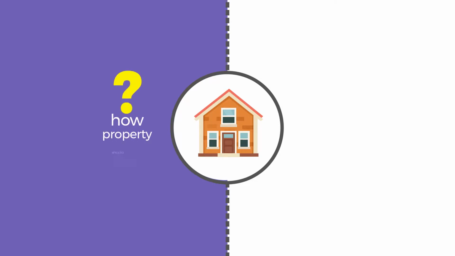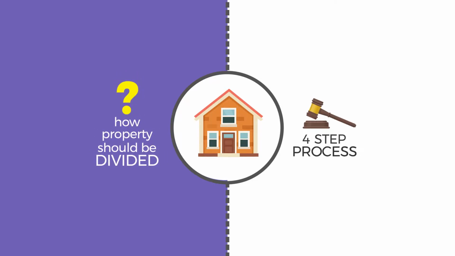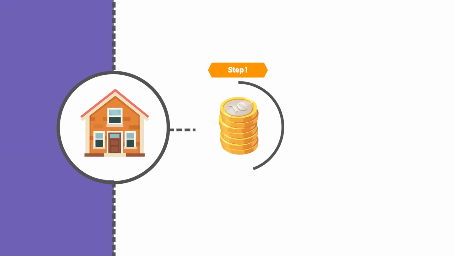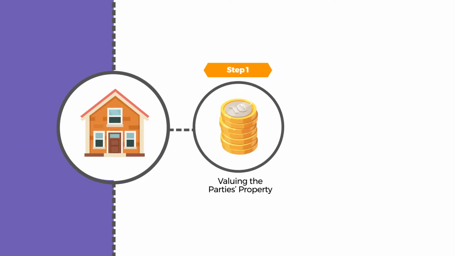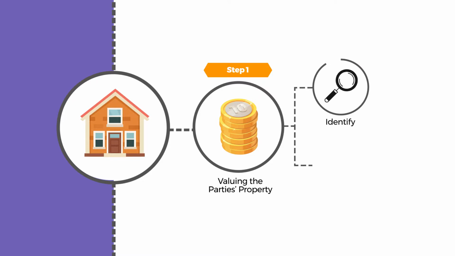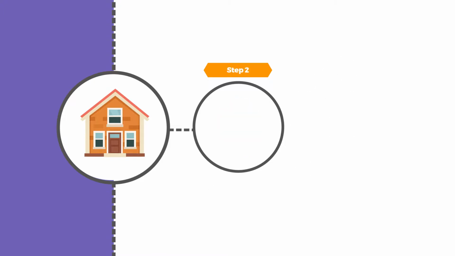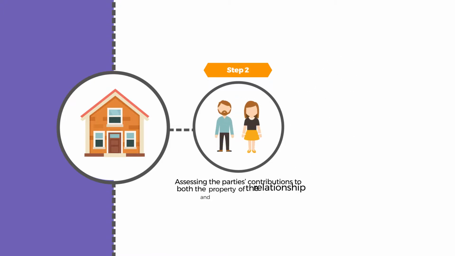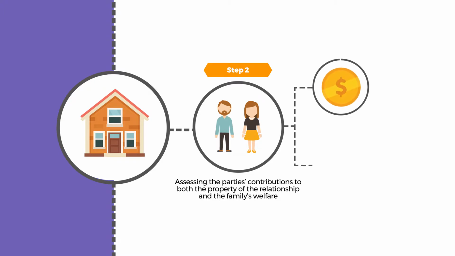In determining how property should be divided, the court will ordinarily undertake a decision-making process comprised of 4 more or less distinct steps. The first step involves valuing the parties' property. Unless the parties' property has been properly identified and valued, the court cannot effectively decide how it should be divided under the law. The second step involves assessing the parties' contributions to both the property of the relationship and the family's welfare. Contributions can be either financial or non-financial, direct or indirect.